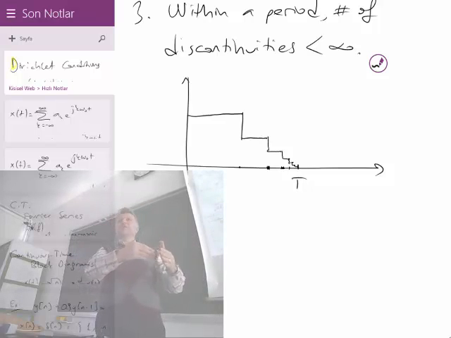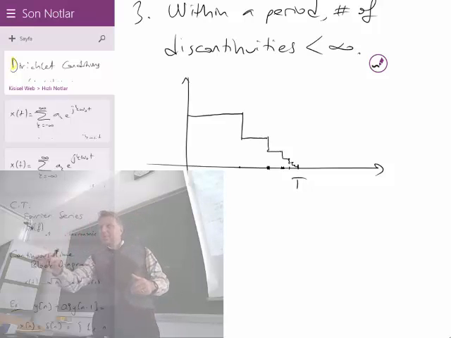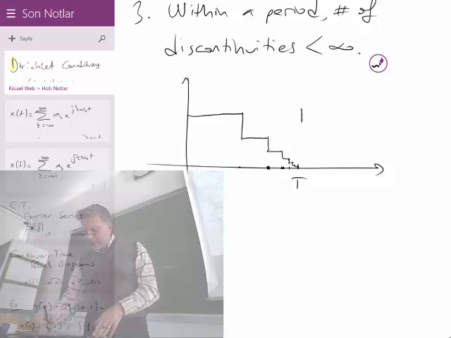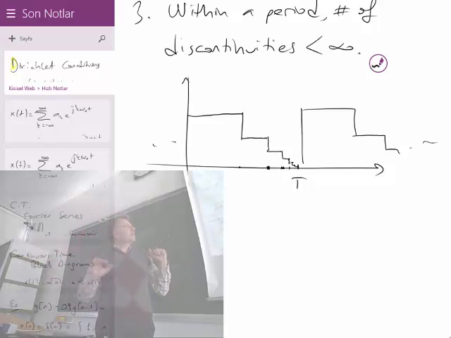Because you can never reach the end. You always go half the remaining, so you can never reach there. And the number of those discontinuities is therefore infinity. So this is a counterexample. And then of course you repeat the same signal to the right, to the left, and make it periodic.